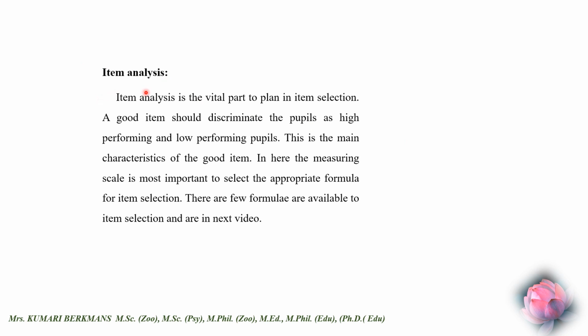Next one is item analysis. Item analysis is a vital part of planning item selection. A good item should discriminate people as high performing and low performing. This is the main characteristic of a good item. Here, the measuring scale is most important to select the appropriate formula for item selection. There are a few formulae available for item selection that will be shown in the next video.